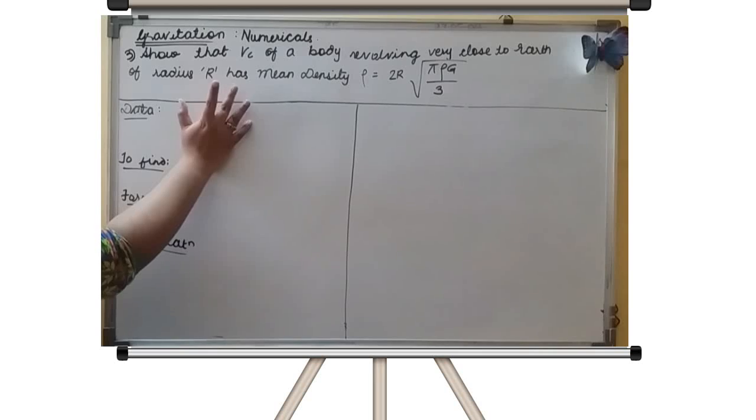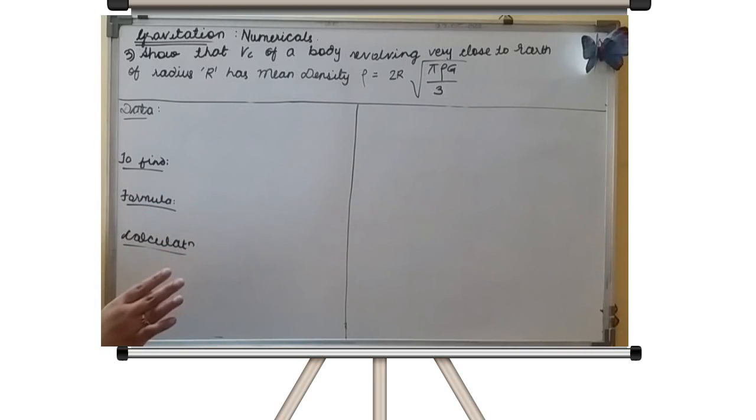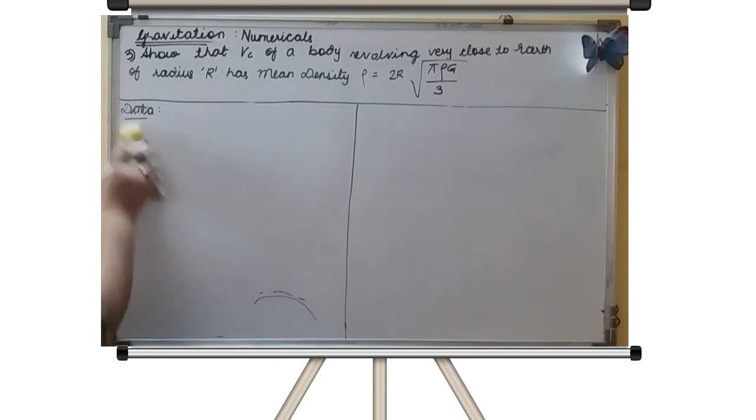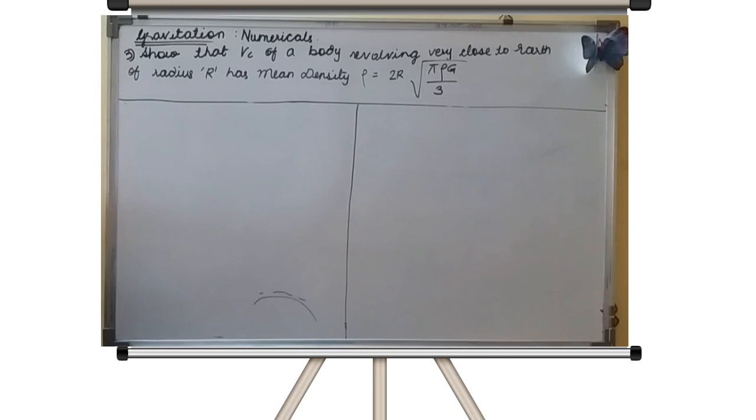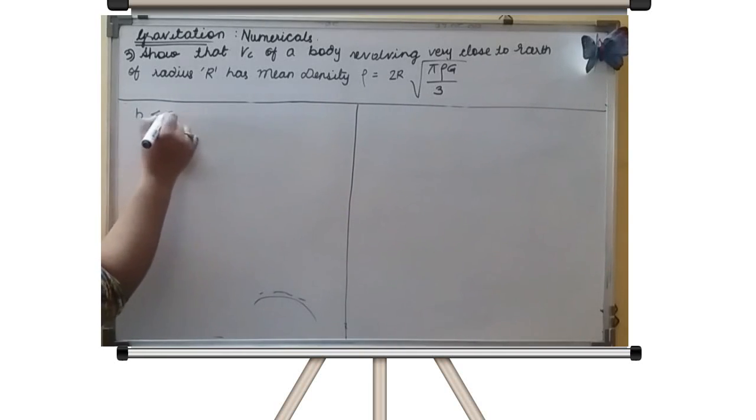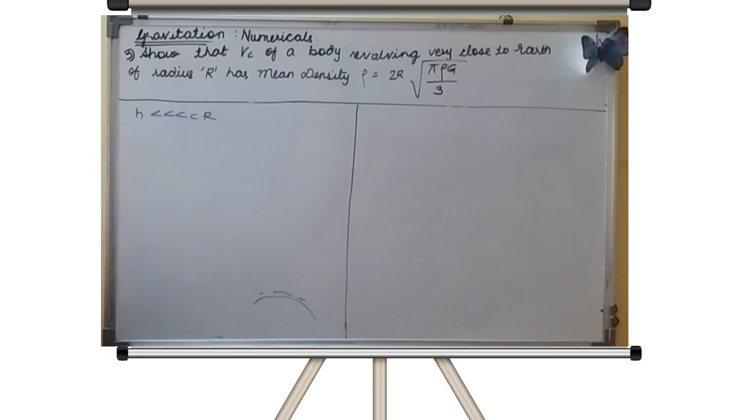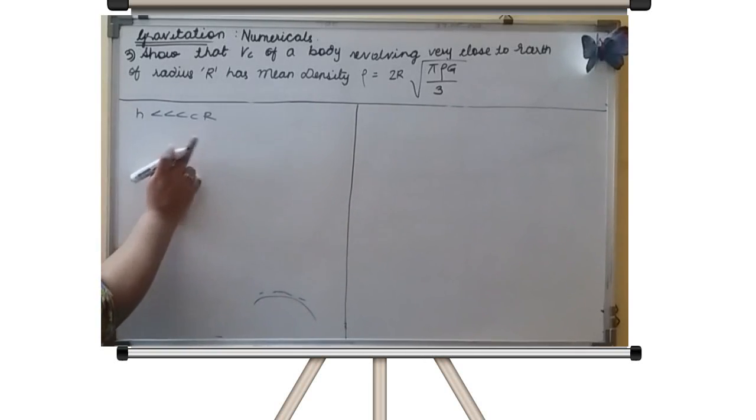We have to show that the critical velocity of a body revolving very close to Earth with radius r and mean density rho is equal to 2r under root of pi rho g upon 3. How will we prove this? See, imagine you have this body rotating very close to Earth. That means there will be no height, or the height would be very small. Height would be very nearly equal to the radius of the Earth, since it is revolving very close to the planet. So this becomes this.